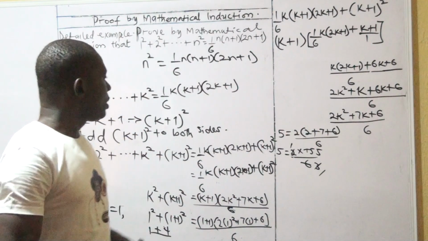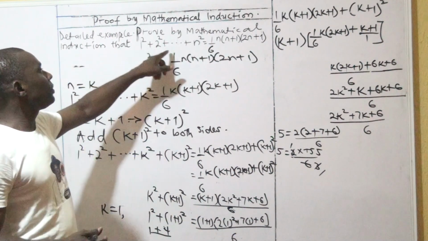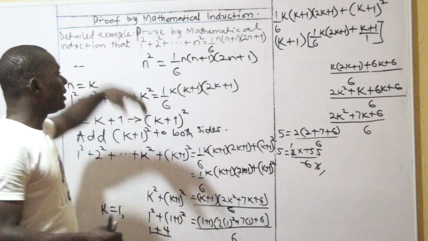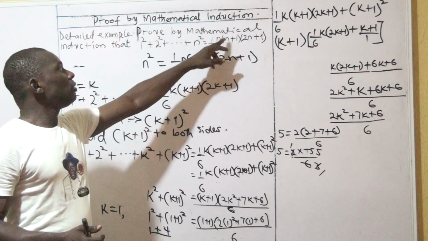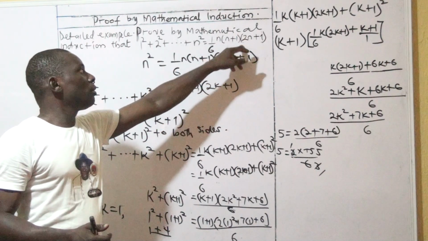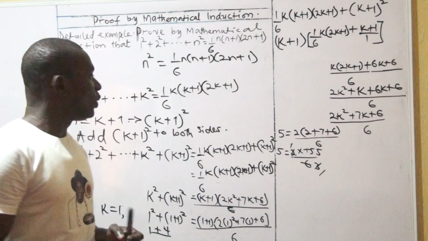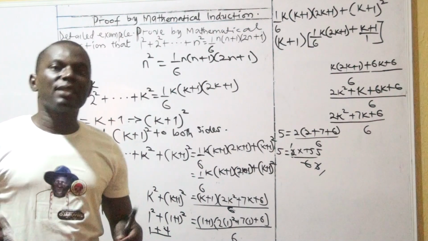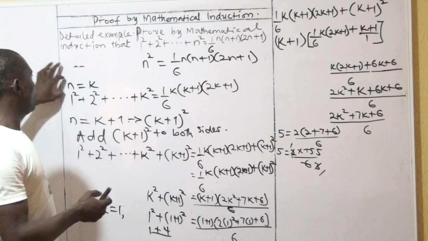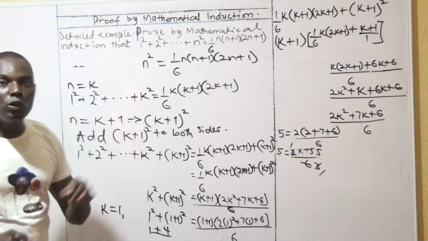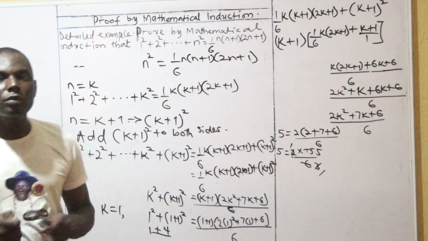So with this, you have shown by induction that the sum of the squares of all natural numbers is equal to 1 over 6 n, open bracket n plus 1, close bracket, 2n plus 1. So by mathematical induction, you'll be able to show by proof that it is true. It is true for n equals 1. It's also true for n equals k. And now we have been able to prove that it's also true for n equals k plus 1. Okay.